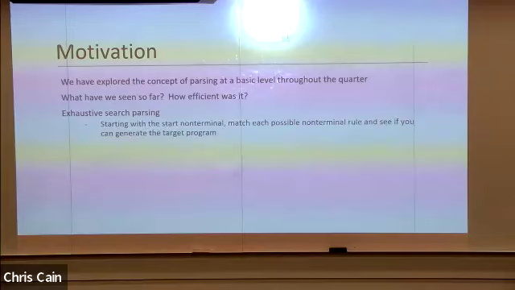So exhaustive search parsing, we start with the start non-terminal and we match every possible non-terminal rule to see if we can generate the program. The issue that we're going to run into when we do an entire program is cubic is too slow. So we're going to try to find something that at least sometimes allows us to be faster. Is there some pre-work that we can do that allows us to match this even faster?